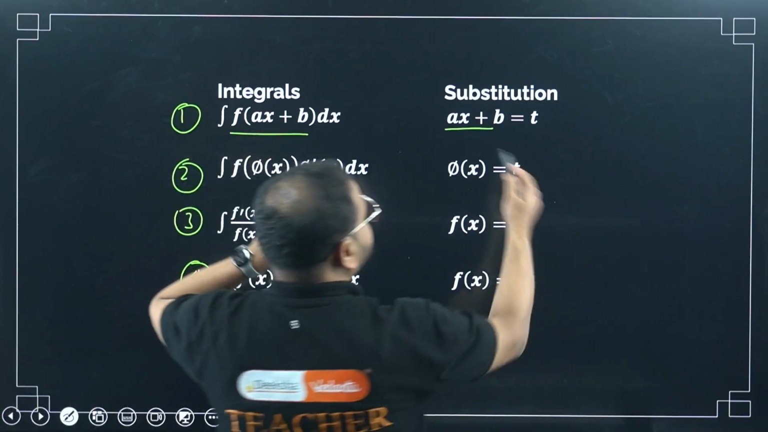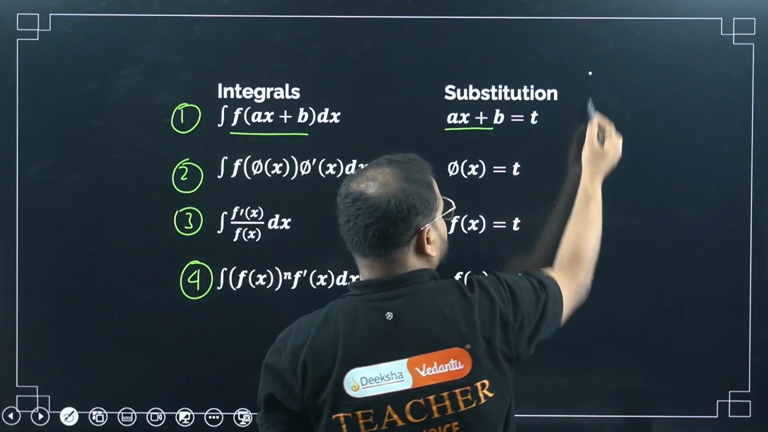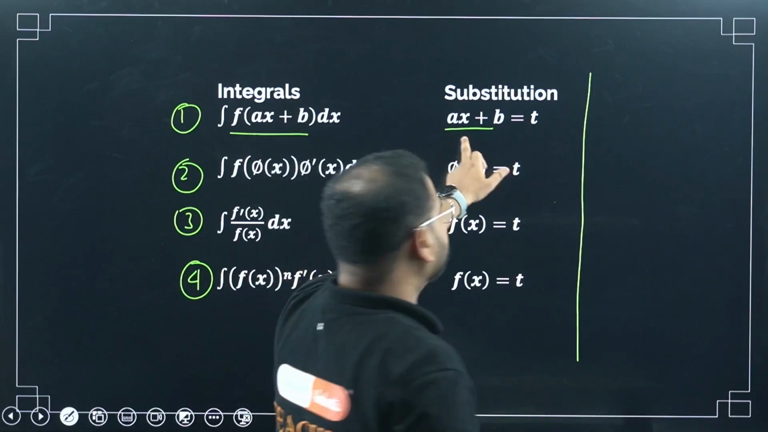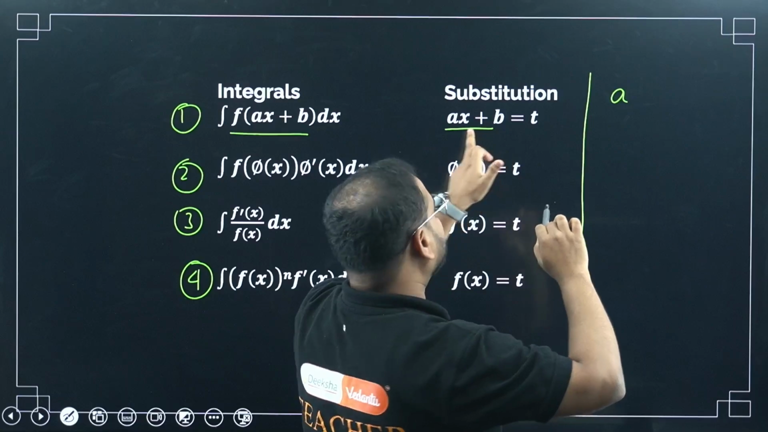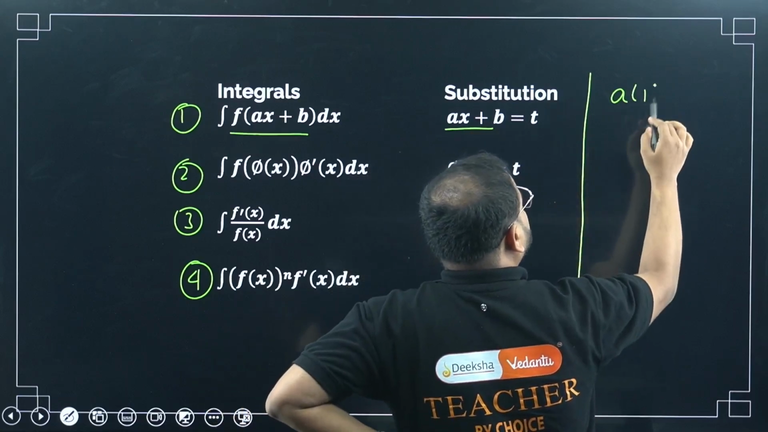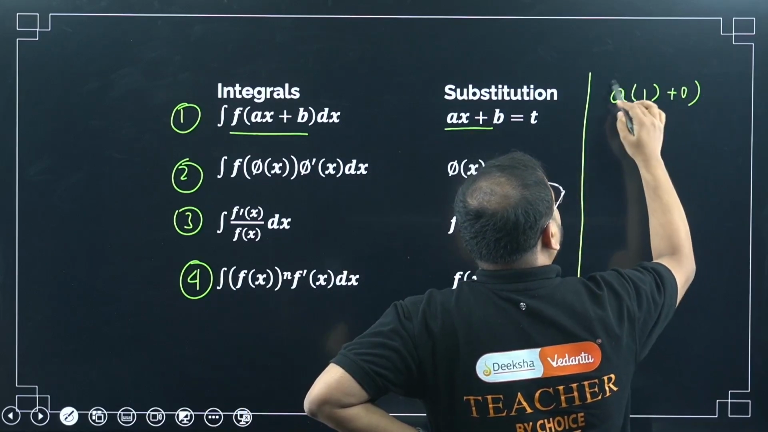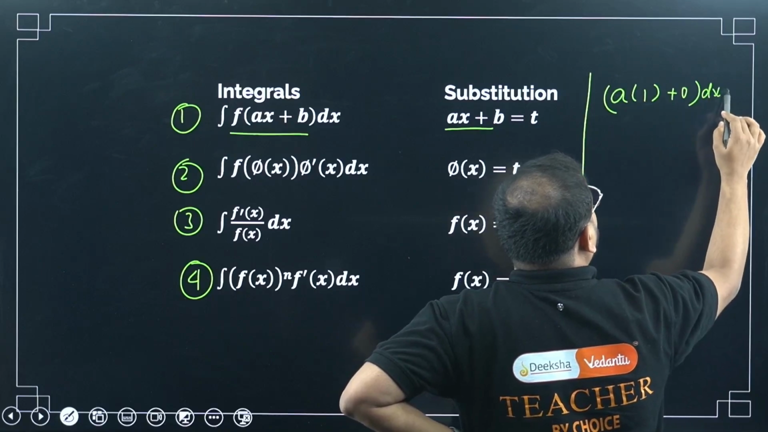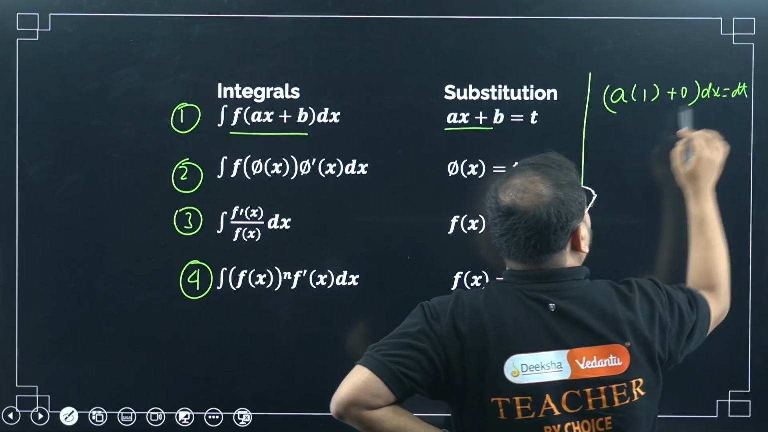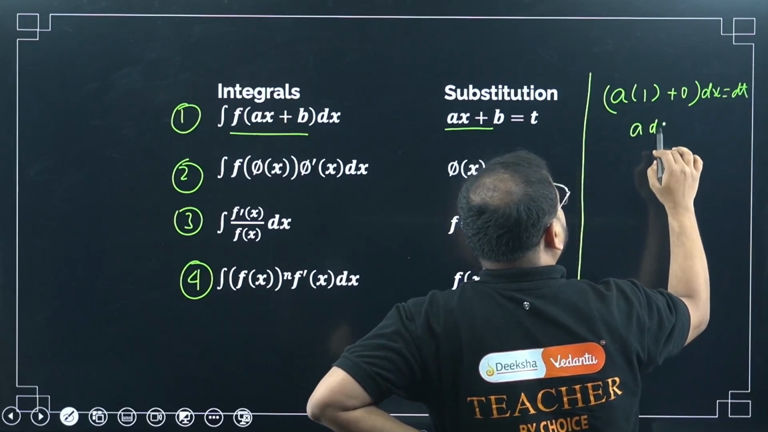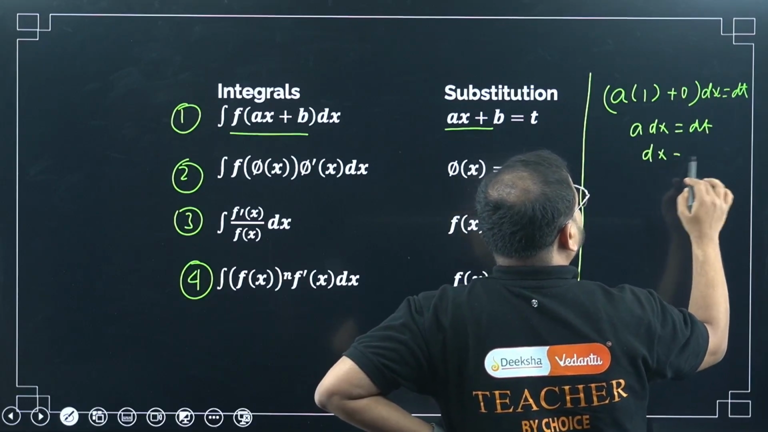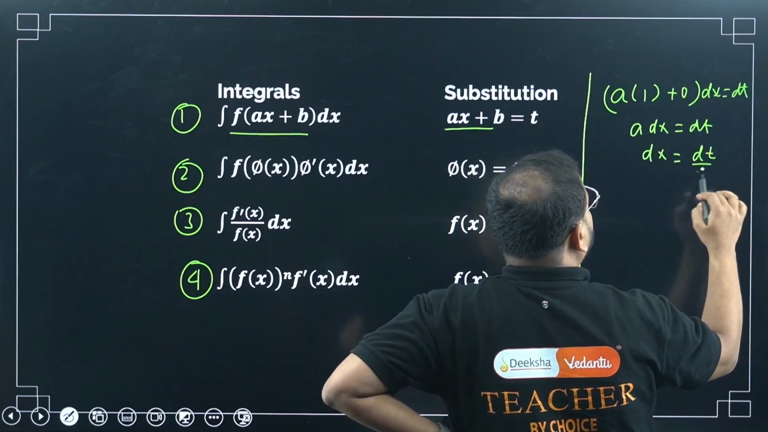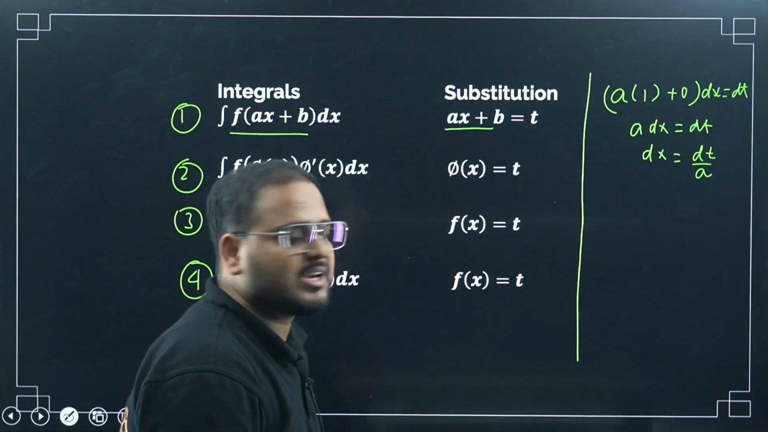Please check here. Differentiate this part. I'll have only a left because the derivative of x is 1 and the derivative of b is 0, multiplied with dx. What will I have? dt. So a dx equals dt, which gives dx equals dt upon a. Yes or no? Please check.